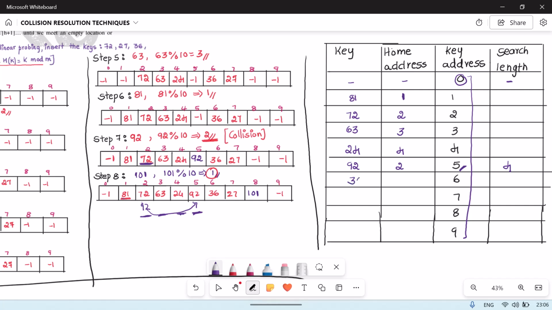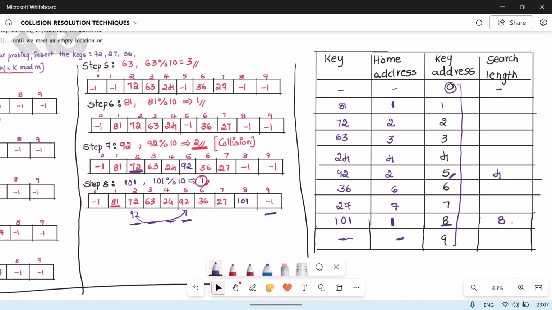Likewise, 36 was supposed to be at the 6th position. It is at 6th only. Likewise, 27 is supposed to be at 7. It is at 7 itself. 101 was supposed to be at the first place, but it is at the 8th place currently. So we needed 8 positions. The ninth one is still empty, so I kept it like this. This is how you will carry out linear probing.